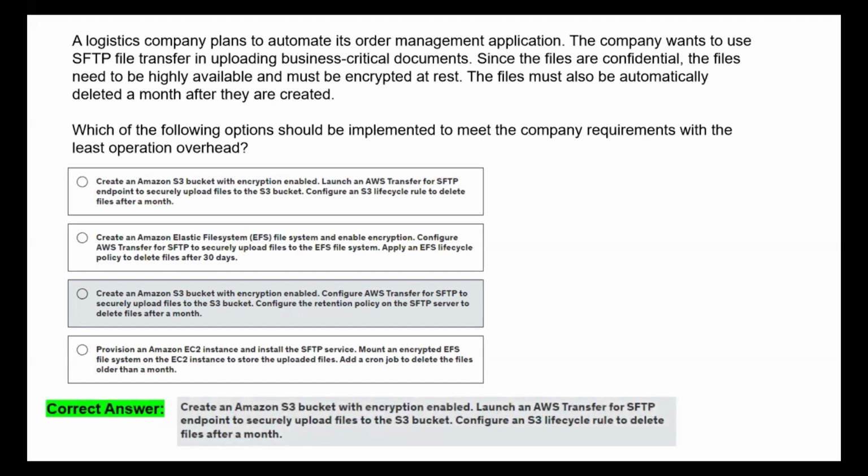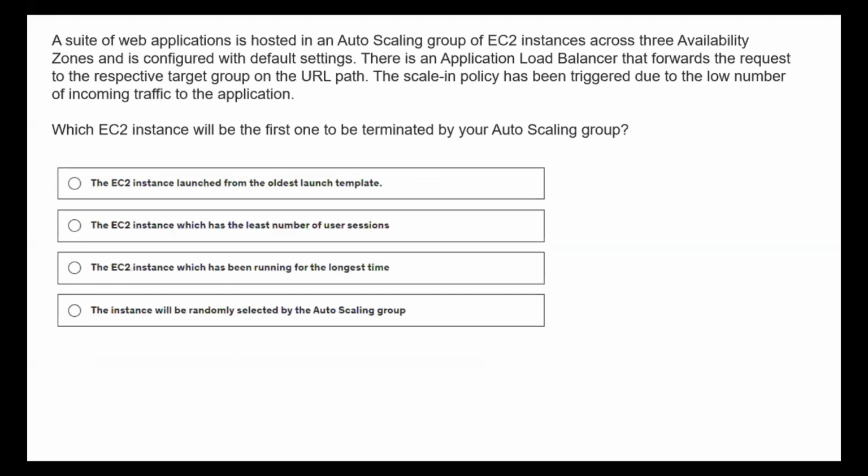So let us go through the next question. A suite of web applications is hosted in an auto-scaling group of EC2 instances across 3 availability zones. There is an application load balancer that forwards a request to the target groups. The scale-in policy has been triggered due to the low number of incoming traffic to the application, right?